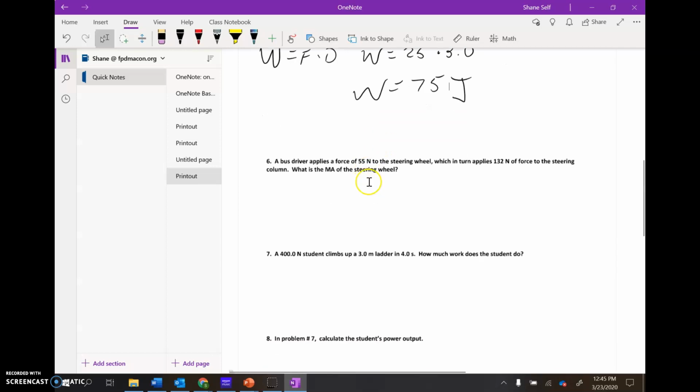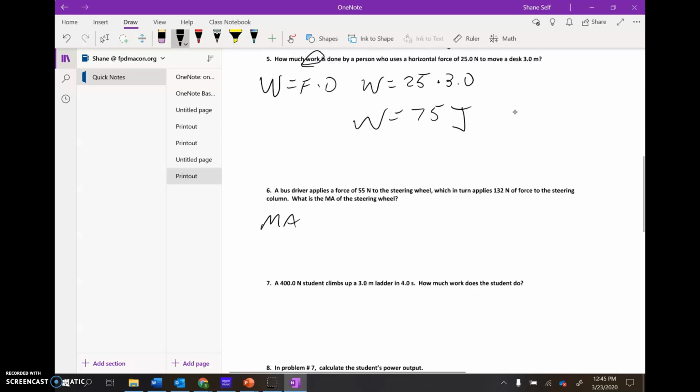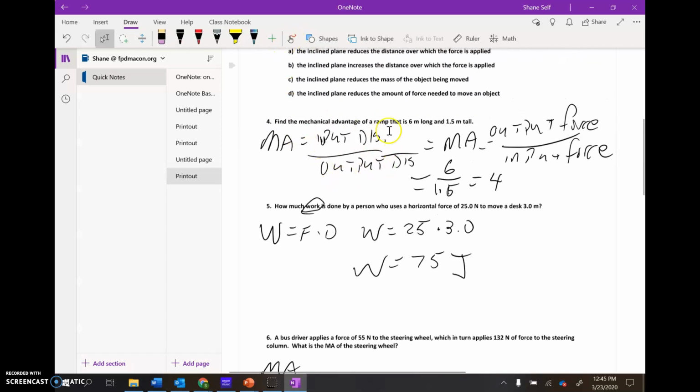Number 6. A bus driver applies a force of 55 newtons to the steering wheel, which in turn applies 132 newton force to the steering column. What is the mechanical advantage of the steering wheel? Well, once again, we know that mechanical advantage can be input distance over output distance or output force over input force. Which one are we going to use? Bus driver applies a force, right there. So we want output force over input force.